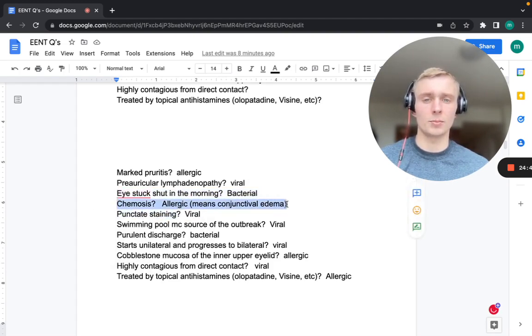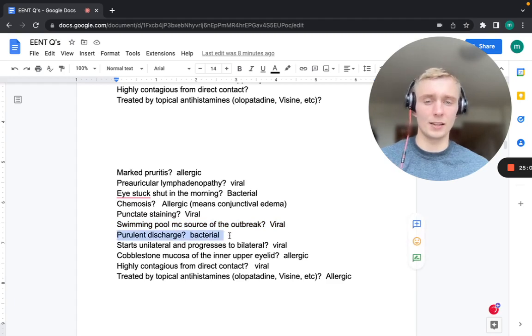Chemosis is allergic. That just means conjunctival edema. That's where we see that cobblestoning as well. So chemosis is also allergic. Punctate staining is going to be viral. So if you see punctate staining, that's going to be viral. Swimming pool as the most common source of an outbreak is also viral.